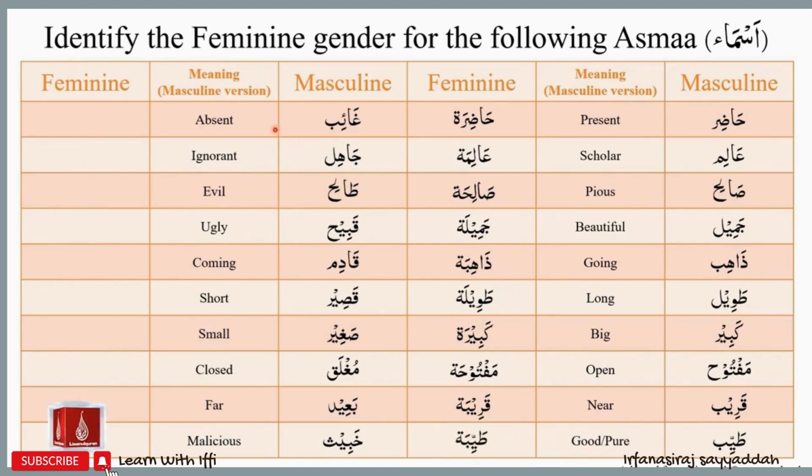Ghaib, which means absent, ghaiba. Jahil, which means ignorant, jahila. Talih, taliha. Qabih, qabiha. Qadim, qadima. Qasir, qasira. Saghir, saghira.